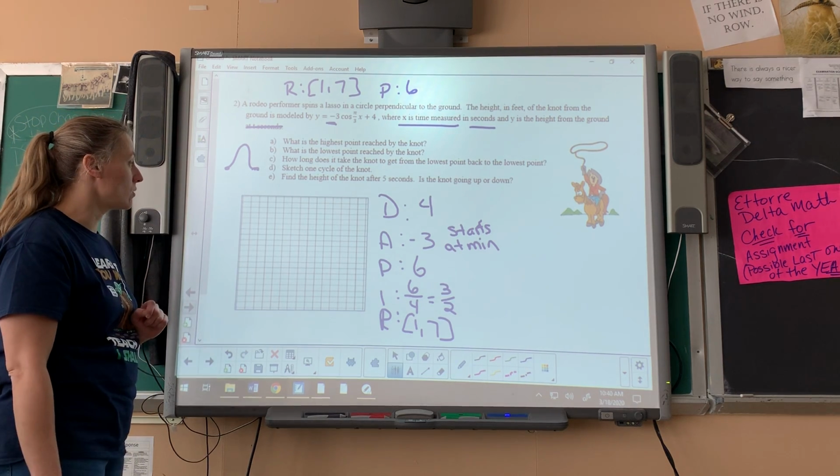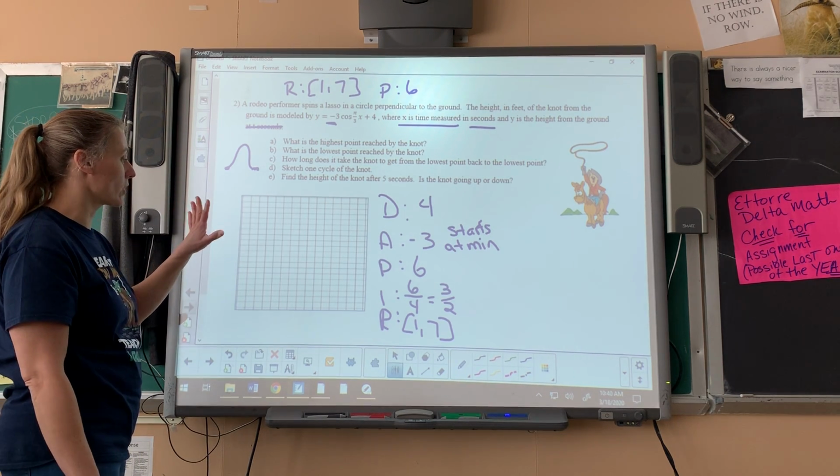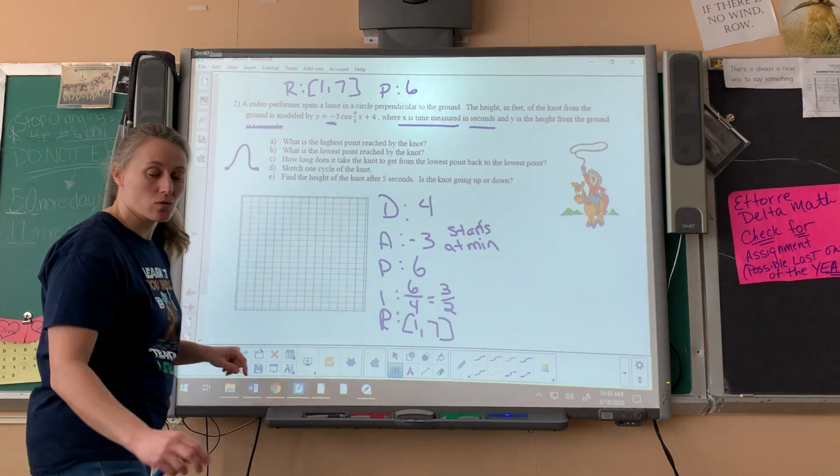Alrighty, so the way that we do this, we're going to graph this guy. So this is cosine.